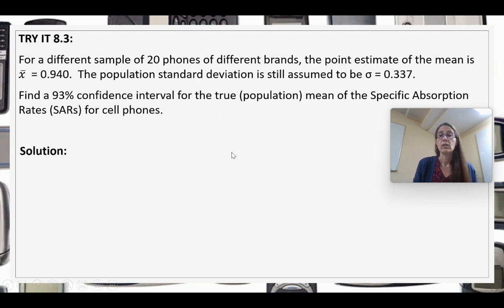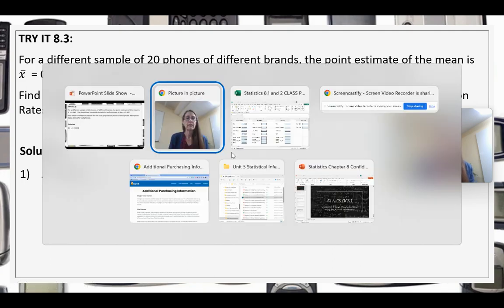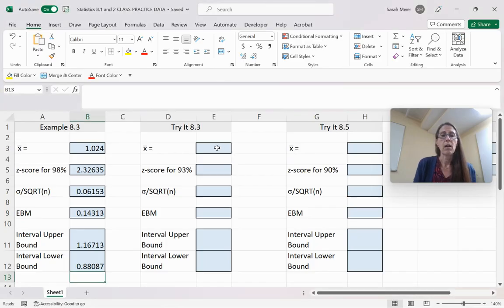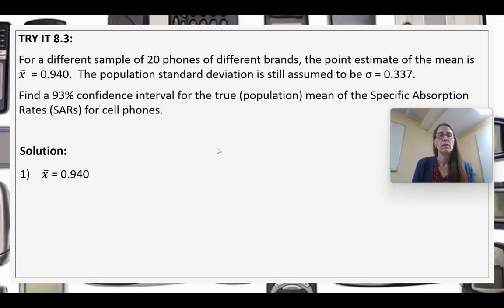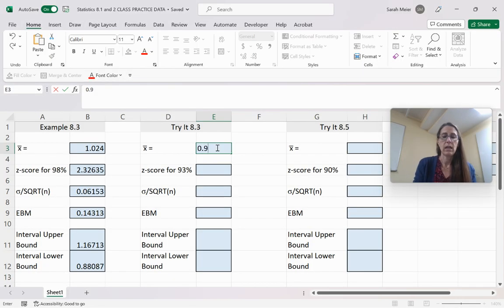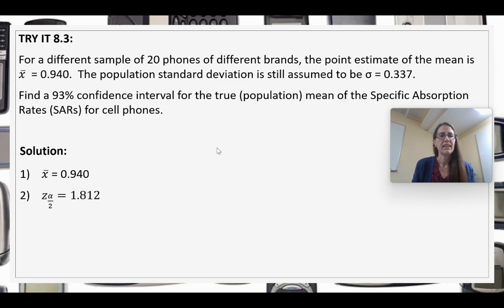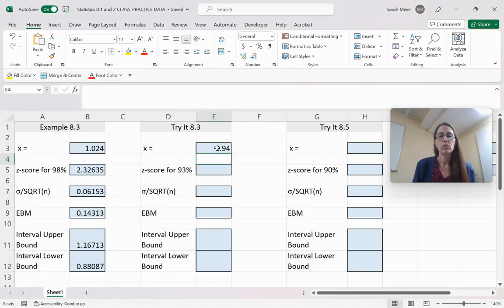So, solution, we're still going to type into Excel our X bar. This time it was 0.940. We're going to calculate our z-score for 93%.